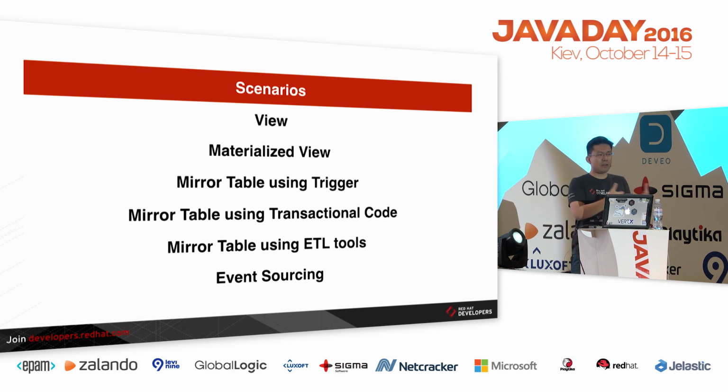Usually, copying the data from one place to the other means I can use a view, I can use a materialized view, I can use a mirror table using a trigger, a mirror table using transactional code, a mirror table using ETL tools, and I also can use event sourcing. Each one of these has trade-offs because it's all architecture. Architecture is all about trade-offs. I'm going to discuss some trade-offs between all of them.